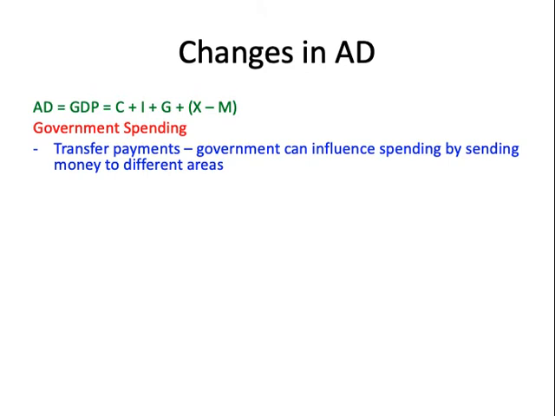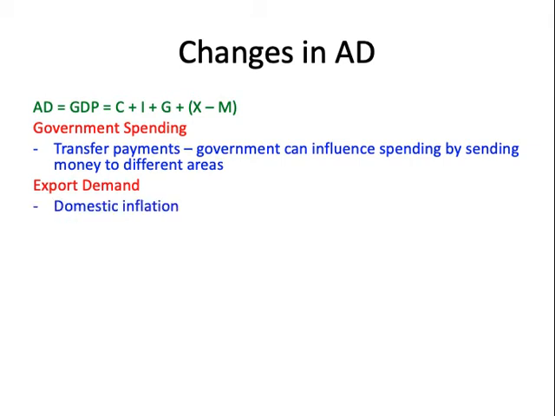The third is government spending, and government spending is not really impactful in the same way as government trying to impact consumer or investment spending, because governments can do whatever they want. Governments can spend whatever they want, but governments can impact spending by transfer payments, right? Governments can shift money and influence spending habits by putting money into different areas. And so that's how governments may impact spending.